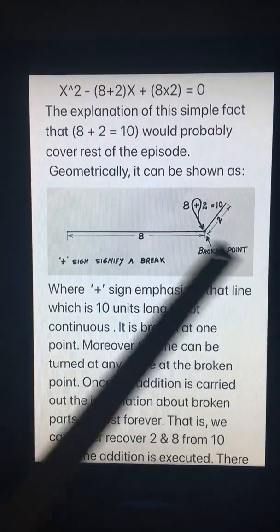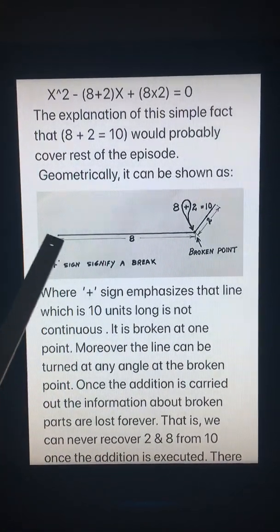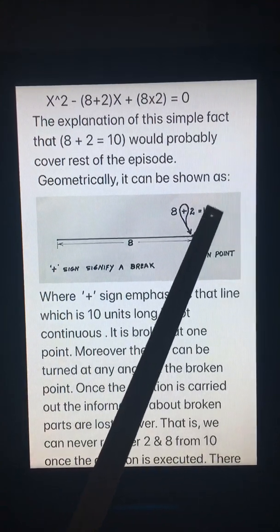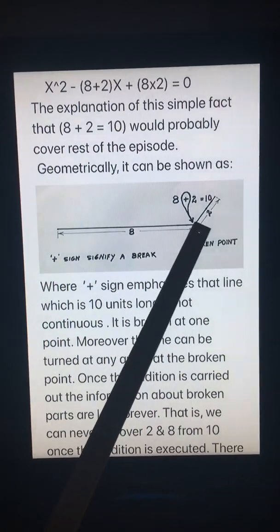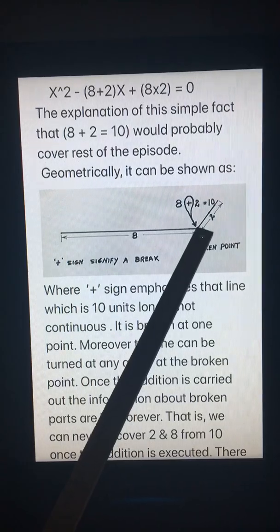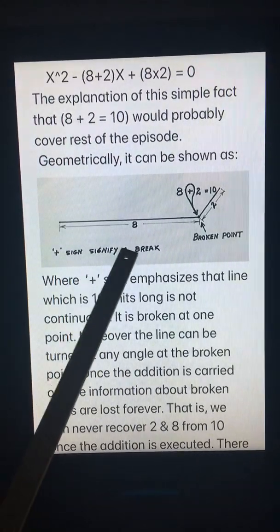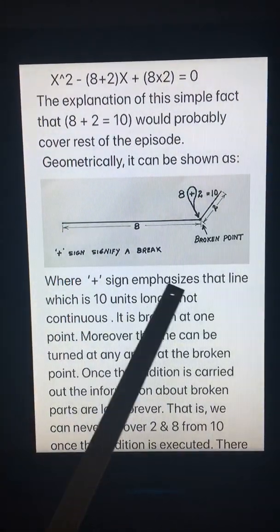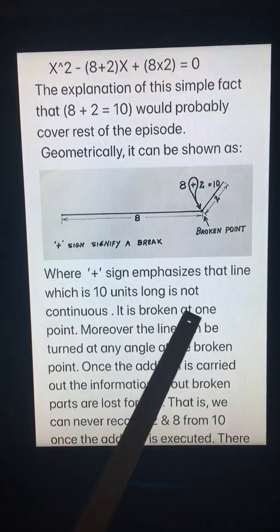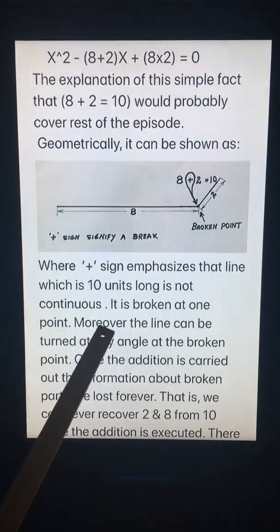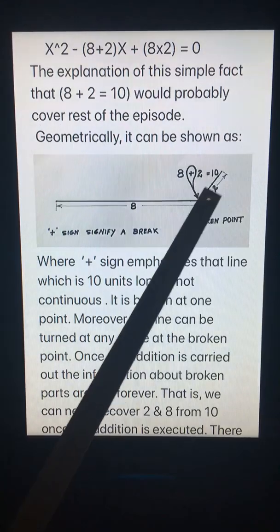It is so important and it has been ignored many times. Geometrically, it can be shown as 8 can be any length, and then there is a 2. This is broken here. 8 plus 2 means the plus sign marks the line is broken at this point, which is 8 length from one side and 2 from the other side. So the plus sign emphasizes that the line, which is 10 units long, is not continuous. It is broken at one point. This is the point. Moreover, the line can be turned at any angle at the broken point. So it can be turned here, down, or anywhere.